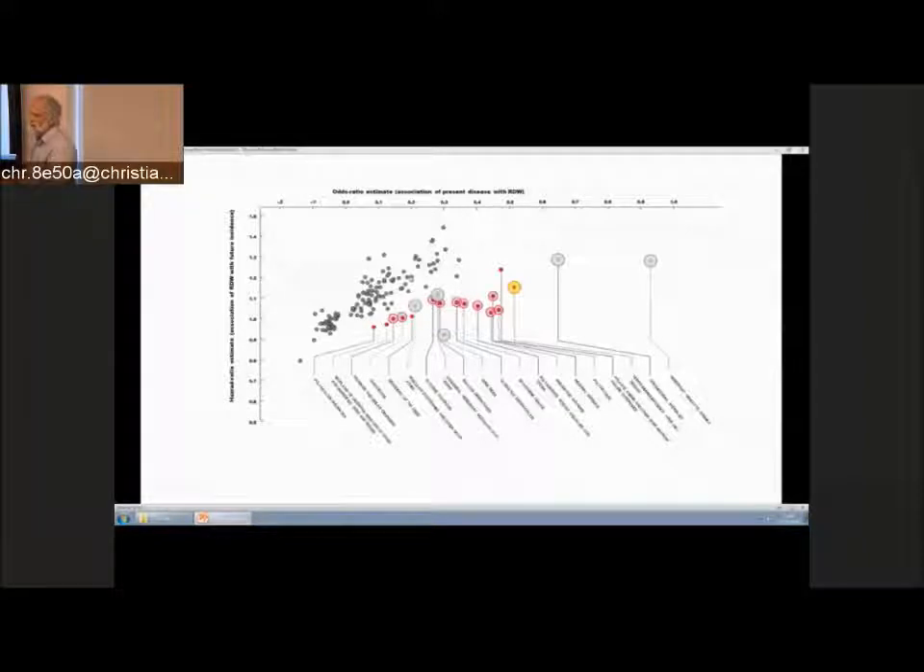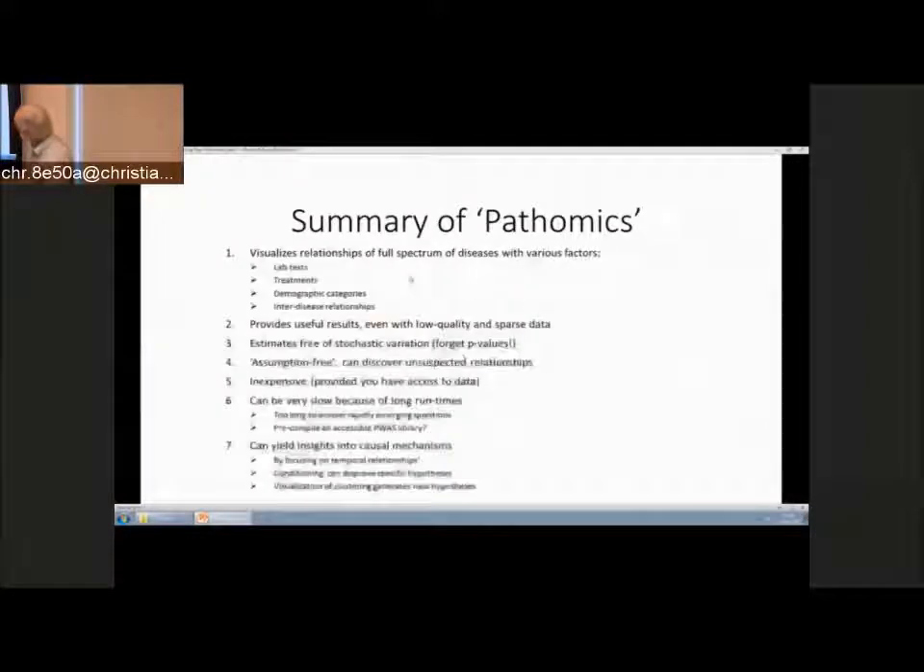And of course, diseases like HIV and rheumatoid arthritis are so severe that there's a protocol that immediately puts patients on these treatments. So practically everyone will be under treatment. So in summary, for pathomics, it allows you to visualize relationships of the full spectrum with various factors. I looked at one lab test. Of course, there are plenty more. I think we could look at treatment responses, treatments and things, demographic categories, interdisease relationships. You can just go on and on.